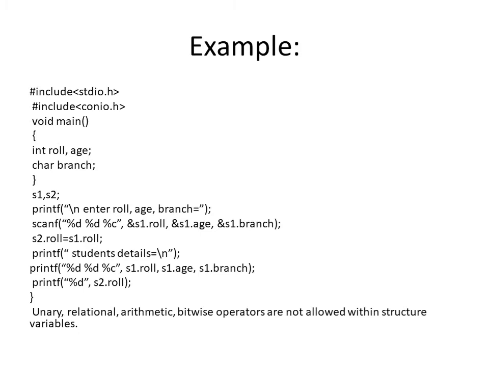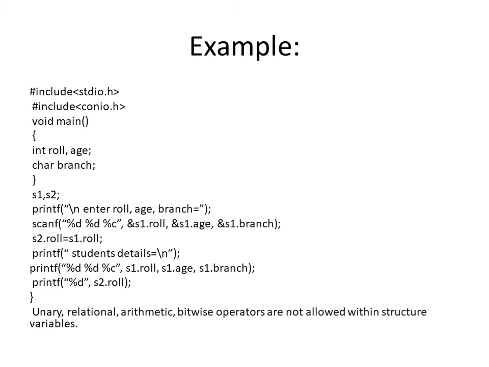Closing the main function, s1 and s2 are the variables. Print enter roll number, age, branch. scanf %d, %c. All these are control strings of the data types, for s1 dot roll, s1 dot age, s1 dot branch. Previously, as I have given in the example, the same thing I am accessing here. Here s2 dot roll number equals s1 dot roll number.